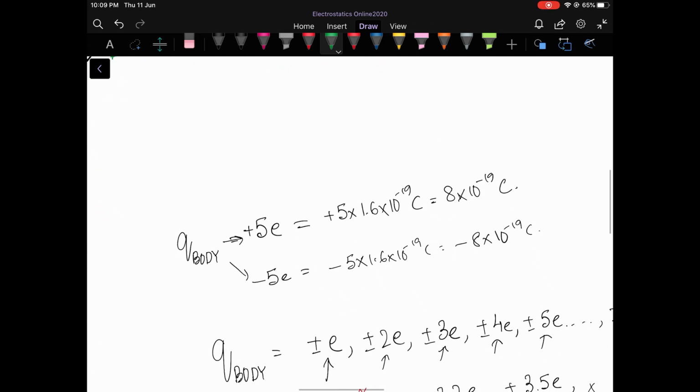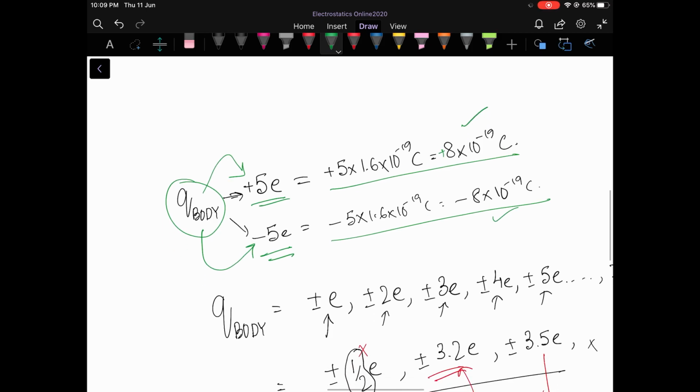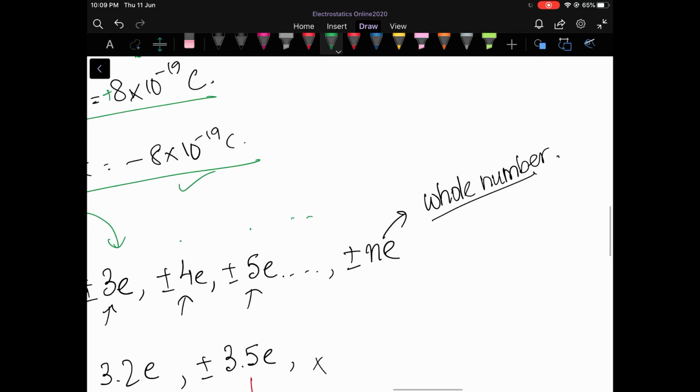So if I simply write plus 5e or minus 5e, it means the body must have lost 5 electrons, or the body must have gained 5 extra electrons, because of which the total charge becomes 8 into 10 to the power minus 19 coulombs, plus or minus. So I can say the body can have a charge of plus or minus e. The next it can have is plus or minus twice e. The next after that it can have plus or minus thrice e, 4 times e, 5 times e, and so on. If we write plus minus ne, you can make out that this n represents the number of electrons lost or gained by the body.